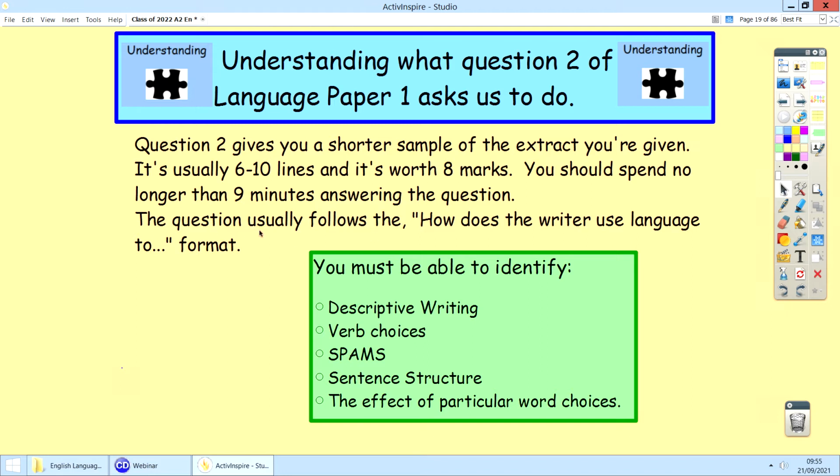So you need to be able to identify all the different things that we've been talking about: descriptive writing, verb choices, similes, personification or pathetic fallacy, alliteration, metaphors, and sibilance, sentence structure, and the effect of particular word choices, which sort of comes under these, but the effect is fine.